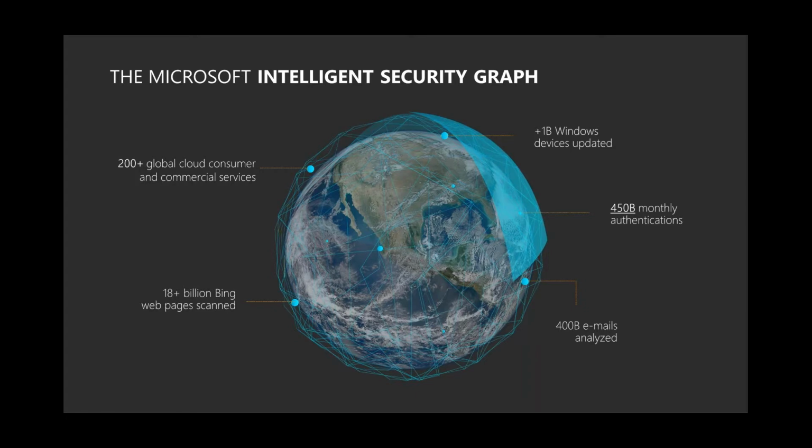And then over on the right, 450 billion monthly authentications. So we know what the bad guys look like when they try to steal your username and password and log in. We know what impossible travel looks like.